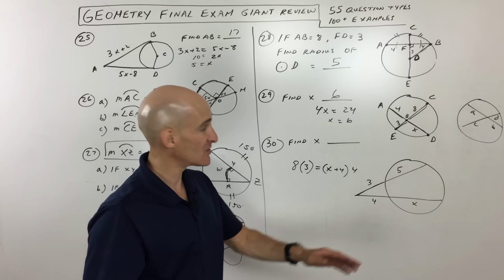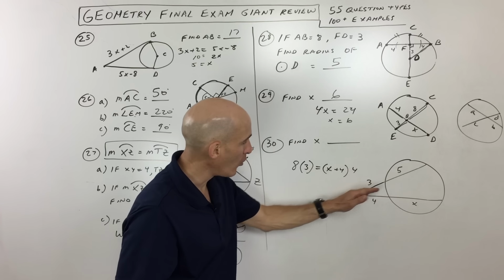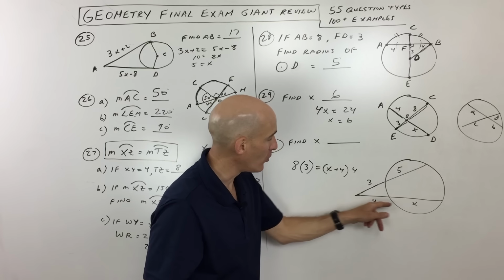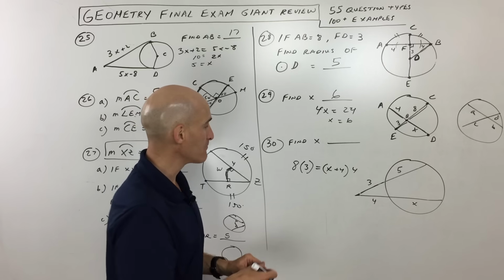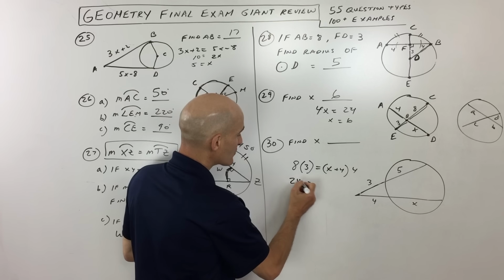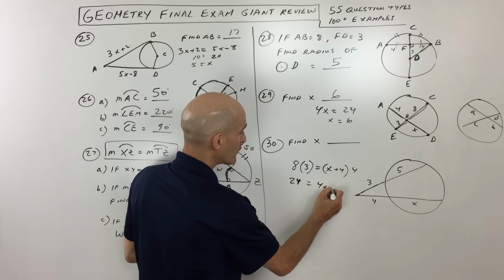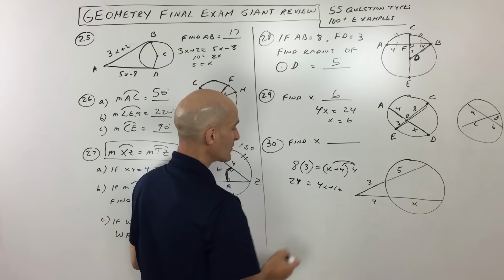So the way I always like to explain it to students when I'm tutoring them is I say whole times external equals whole times external. It's easy to remember, right? So now let's just simplify. Let's do the algebra. So that's going to be 24 equals 4x plus 16. I'm just doing the distributive property.